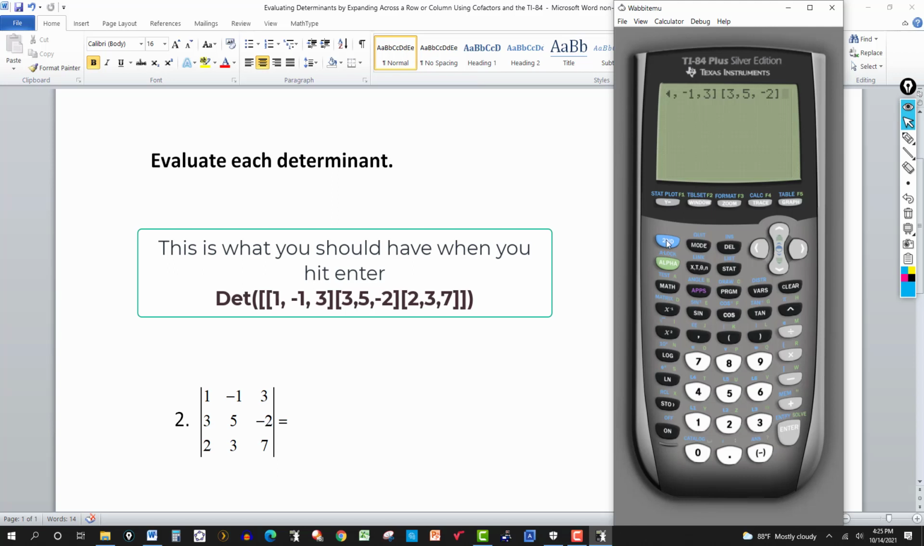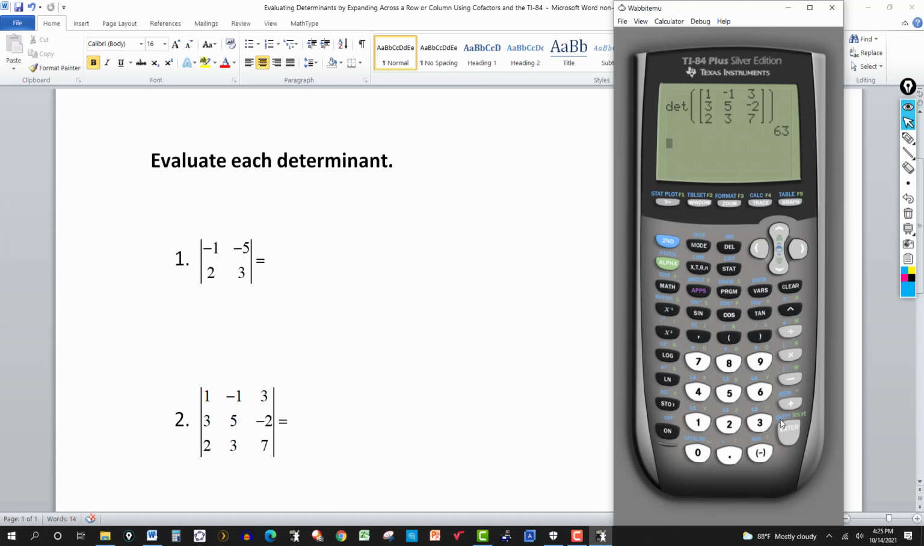And then finally the third bracket. Enter the 2, comma, 3, comma, 7, close bracket, then close the final bracket. Close parentheses there, hit enter, and we get 60. You can see it puts it in the form of a determinant matrix there that calculates it.